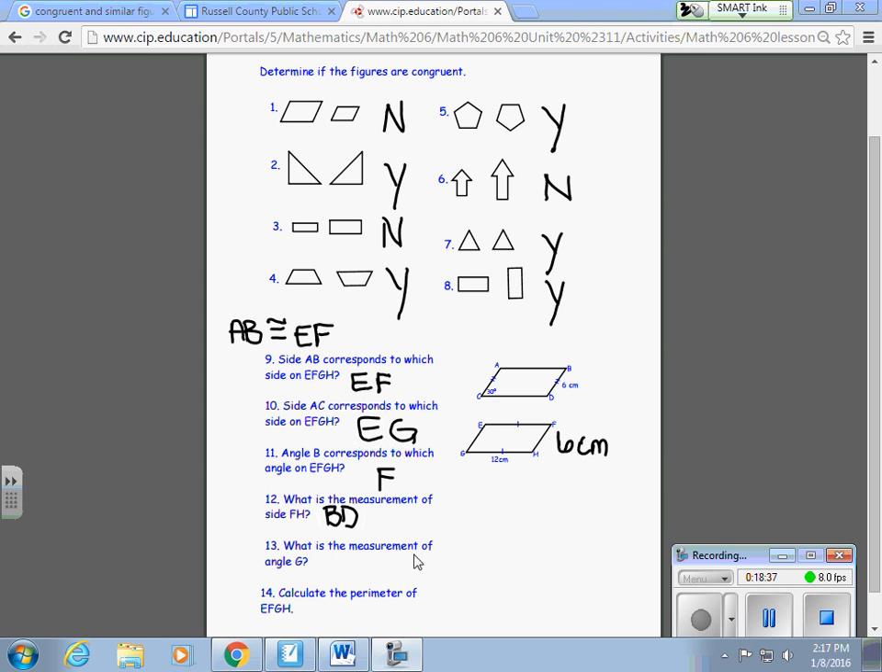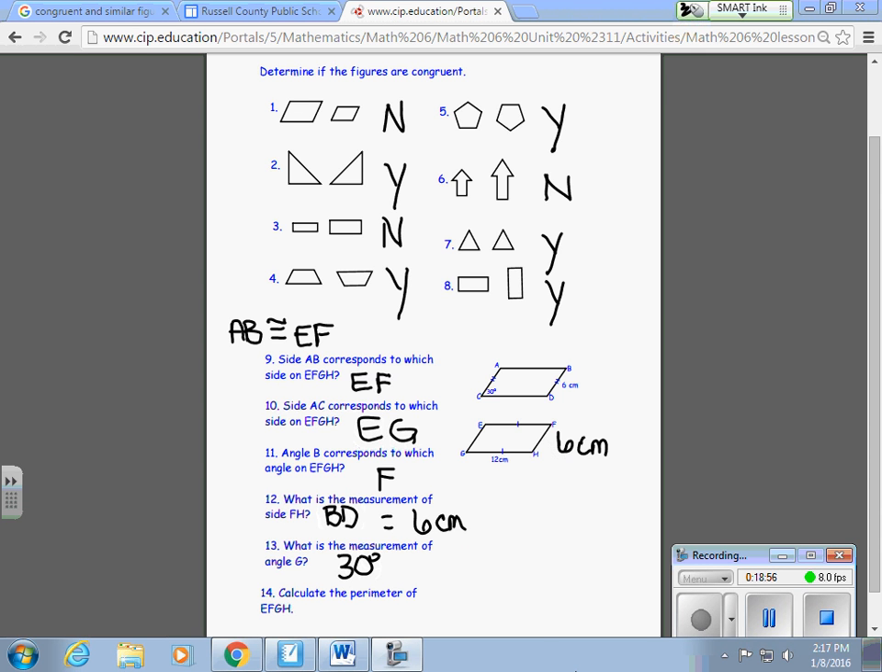What is the measurement of angle G? 30, because it corresponds with angle C, which is 30. So angle G is 30. Yes. You would really put 6 here. I just labeled it on my graph over here.